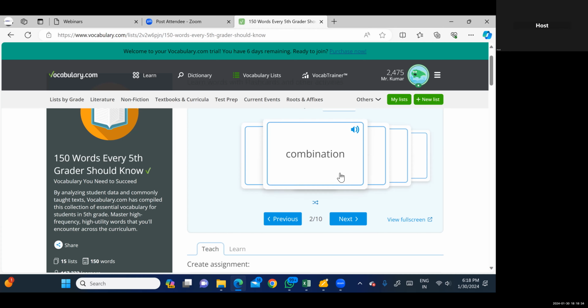Quick. Open your dictionary. 30 seconds. What is the meaning of combination? Self study. Explore. Let me know what you understand yourself. Aapko kya meaning samjh aata hai before I explain to you. Let's see. All of you. Quick. 30 seconds. Sir, I know. Hold on.